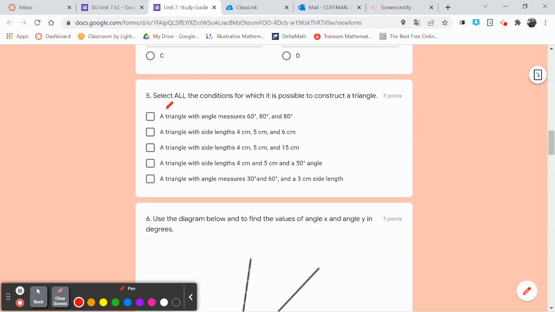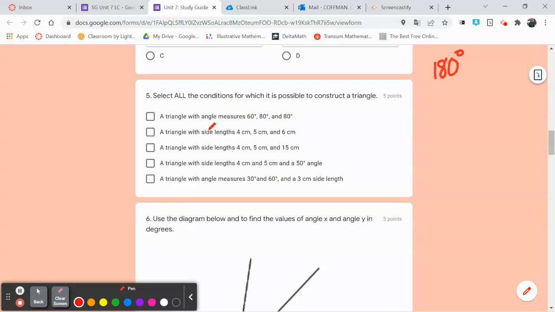All right. The first one, a triangle with angle measures of 60 degrees, 80 degrees, and 80 degrees. So if they give you 3 angle measurements, we're going to add those up. Because remember, the sum of the angles in a triangle has to equal exactly 180 degrees. So 60 plus 80, 140. Plus 80 more. That's going to give me 220, and I went over 180. Can't make a triangle out of that. All right? So let's move to the second one.